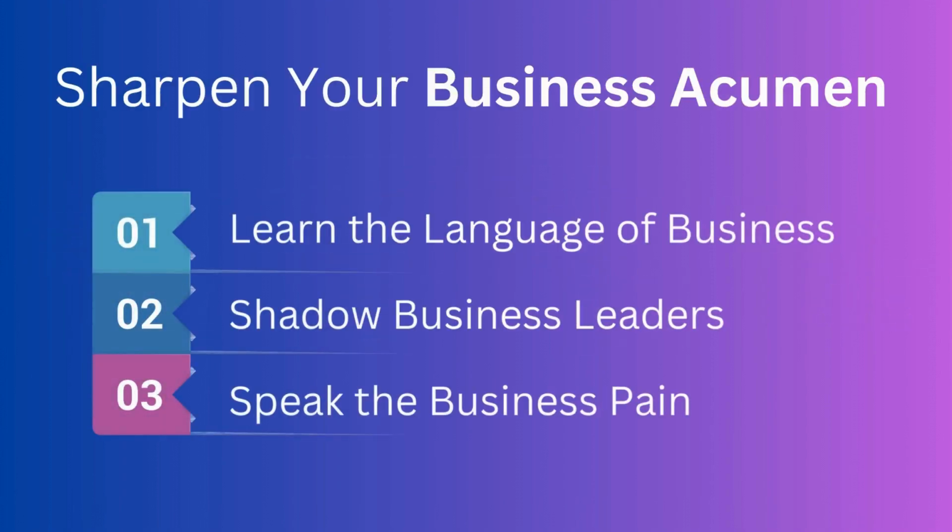This topic of sharpening your business acumen covers three major elements. First, learn the language of business. Second, shadow business leaders. And the third one is speak the business pain.